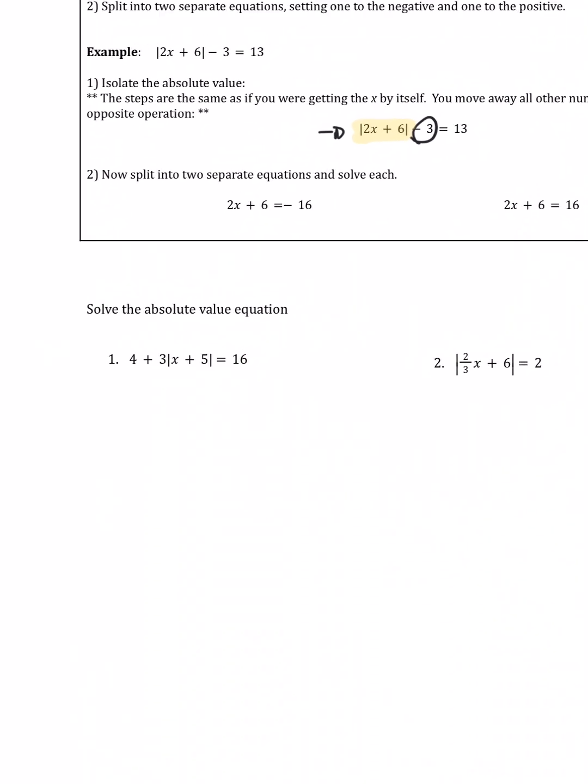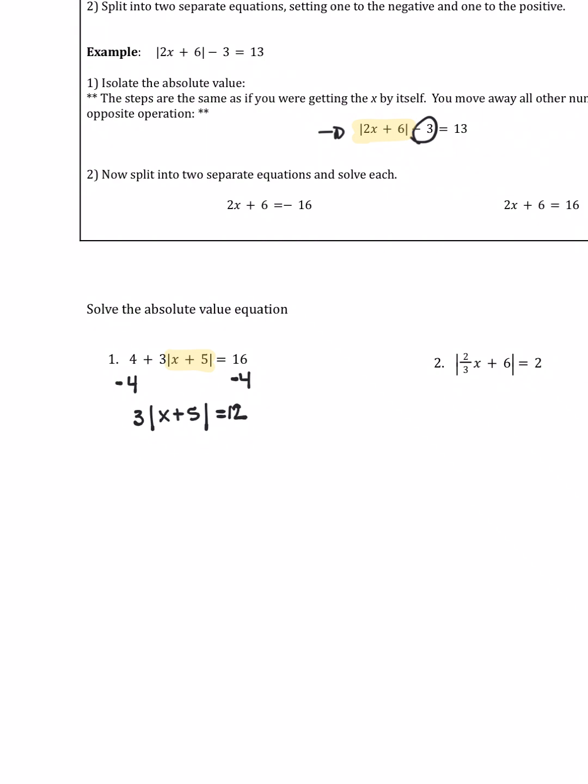When I look at this, I'm going to highlight the absolute value bars, okay? Anything that's highlighted, I want to keep. I have to get rid of everything that's not. So we always get rid of whatever is being added or subtracted first. Well, that 4 is being added. It's a positive 4, so to get rid of it, we're going to minus 4. So I'm going to have 3 times the absolute value of x plus 5 equal to 16 minus 4, 12.